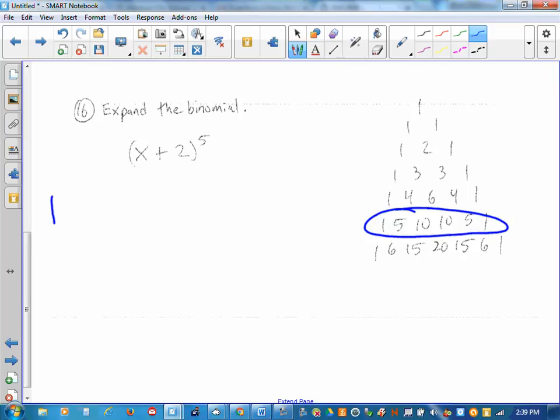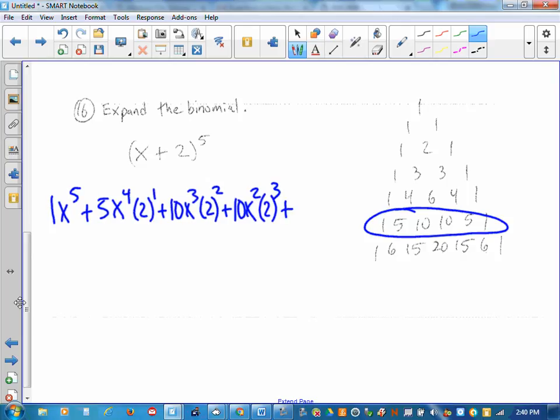So here we go. 1 x to the 5th plus 5 x to the 4th. Bring in a 2 to the 1st. Coefficient 10. Drop 3, bring up 2 to the 2nd. Coefficient 10. x. Drop 2, bring up 2 to the 3rd. Coefficient 5. x. Drop 1, 2 to the 4th. Plus 1 and then 2 to the 5th.